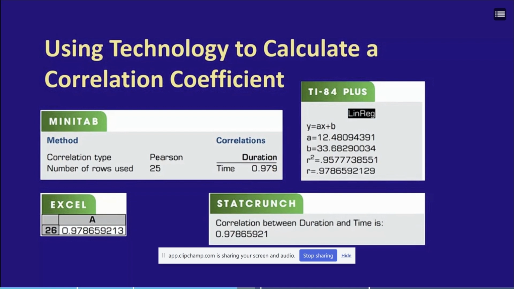It's important to note here that the technology in this slide utilized a different data set. The data set that was used contained 25 observations, and the resulting coefficient of correlation was found to be approximately equal to 0.979. Each of the technologies came up with the same coefficient of correlation, even though they give you the result to different levels of precision.